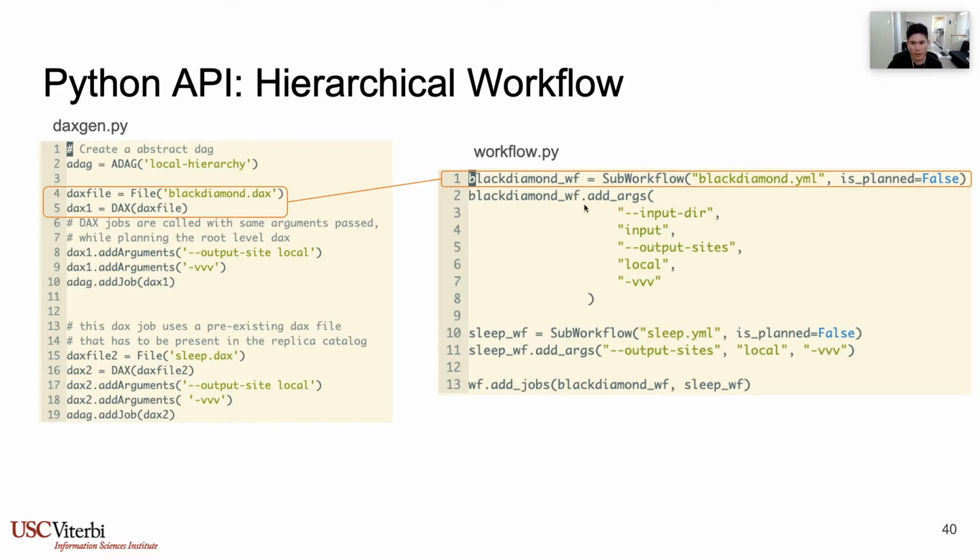In the new API, we would just call SubWorkflow, and again you can just pass in the abstract workflow description, and then there's this argument is_planned equals False. Typically you'll leave it as False because the file that you're passing in right here has not yet been planned. If it is planned, if it's an executable workflow, then you would set is_planned equals True.